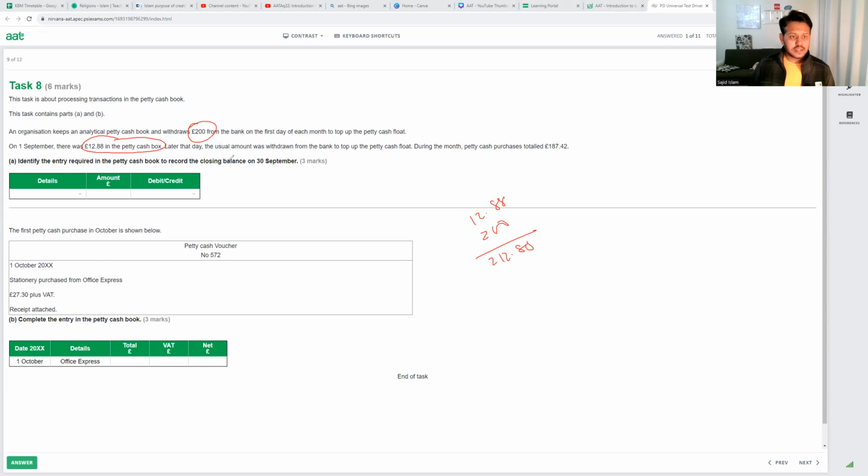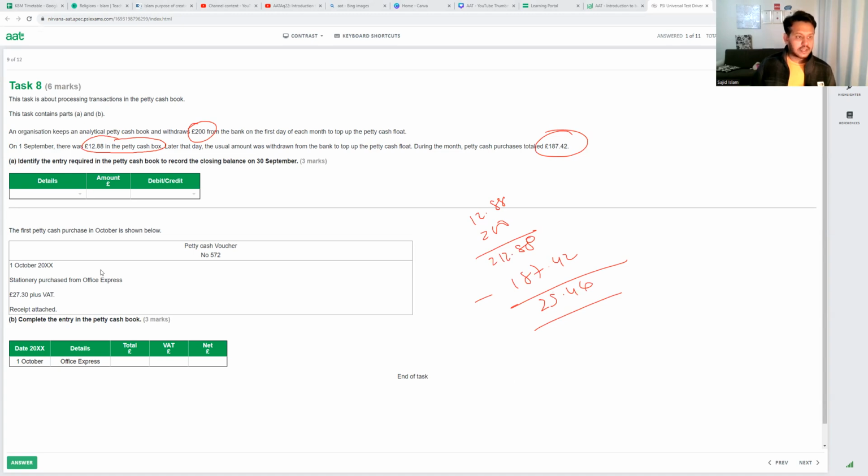And how much did I spend? Withdrawn from the bank during the month, petty cash purchases. So in total I spent 187.42. So 212.88 minus 187.42. How much money do I have left in the petty cash at the end of the month? That is 25.46. So this is the money I have left in the petty cash box. So very good, it's not a problem for us.